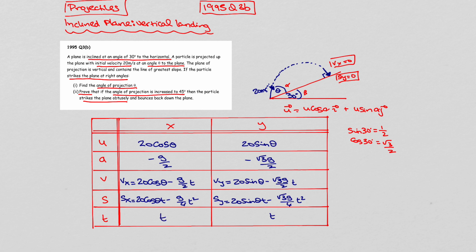We have every equation we need for the question, and we're looking to find the angle of projection. So we need to look at what information we know. We know that it's landing vertically, and we know that on landing, Vx is equal to 0 and Sy is equal to 0. So both of those are going to allow us to find our time of flight. We can find the time of flight when Vx is equal to 0, the time of flight when Sy is equal to 0, and we can equate them. And that will hopefully allow us to find our angle of projection.